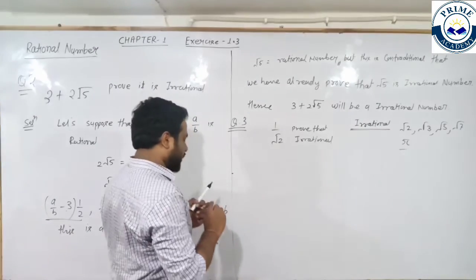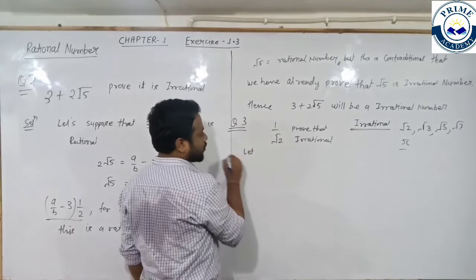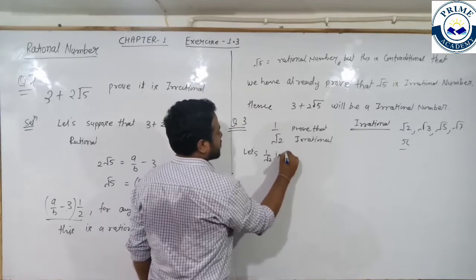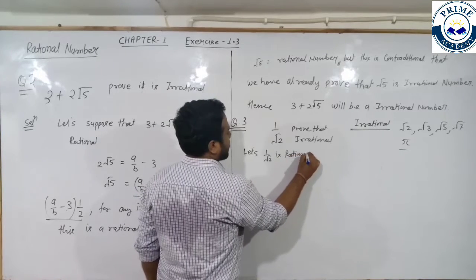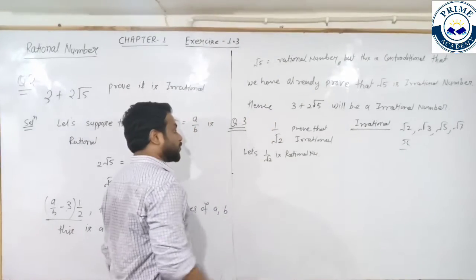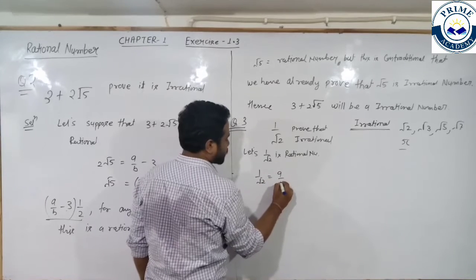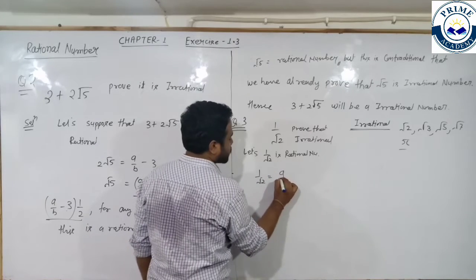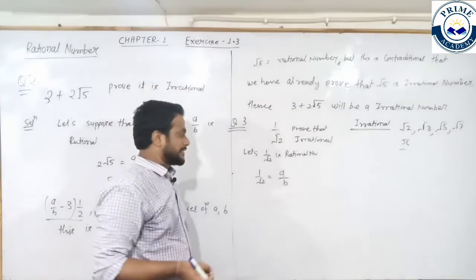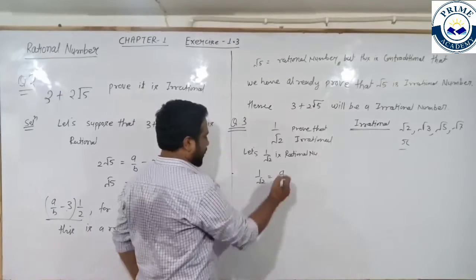How to do? Again, do the same thing. I suppose, I'm doing the solution. So let 1 by root 2 be a rational number. So if it is a rational number, then I write a upon b. And a and b, we know that they are co-prime factors, right? Where b will never be 0. So can I simplify it?